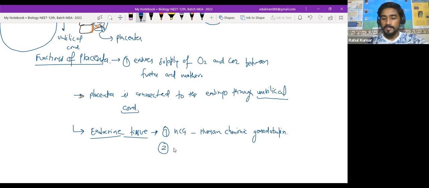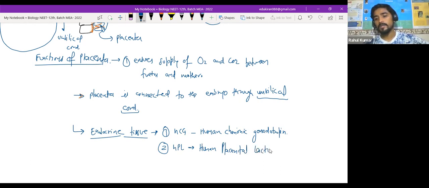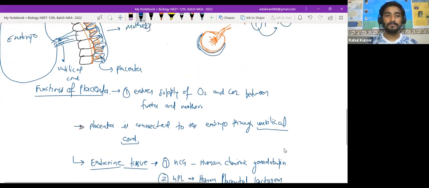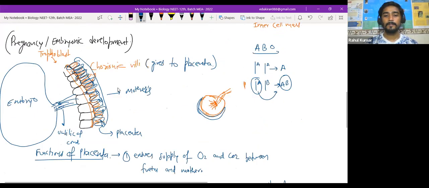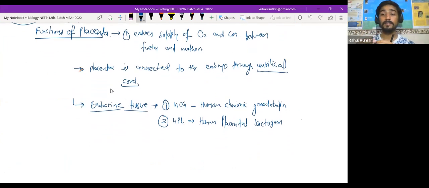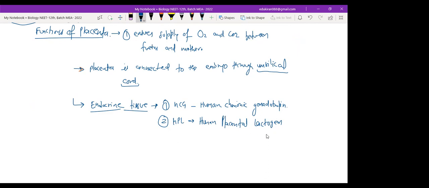And what else does the placenta secrete? It secretes HPL. HPL is human placental lactogen. What does lactogen do? What do you understand by the word lactation? It is one of the topics, lactation. What is lactation? After pregnancy, the female mammary gland starts producing milk. It becomes active and starts producing milk. So we'll study about the mammary gland after this. And HPL acts there, okay? It promotes lactation in a pregnant female.